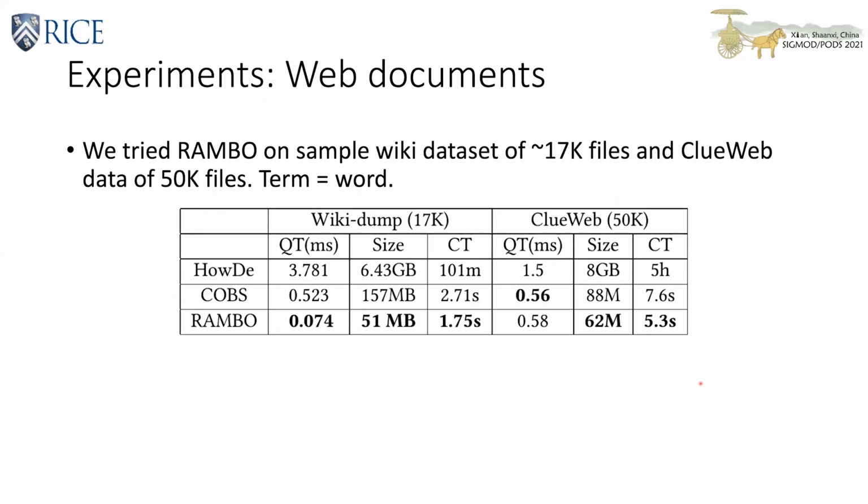Additionally, we tried experiments on web documents with a sample wiki dataset of 17,000 files and a ClueWeb dataset with a sample of 50K files. Here, the term is represented by each word in the document. We can see that we beat the baselines for Wikidump totally, and we are beating the baselines in terms of size and construction time for ClueWeb, and very near in the query time with COPS.